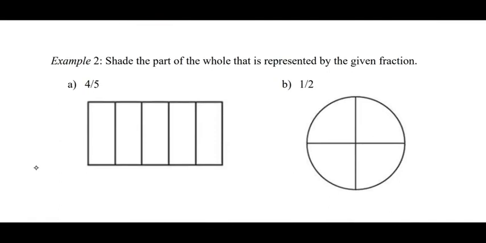Now we're going to switch around, and in the next example, we're going to shade the part of the whole that's represented by the given fraction. Here in part A, we have a rectangle that is divided into 5 parts. That's what makes it whole, 5 parts. But we only need to use 4 out of those 5. So we're going to shade the region that has those 4. Okay, 1, 2, 3, and 4 out of those 5.